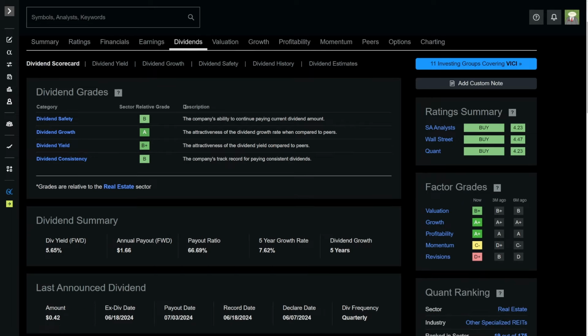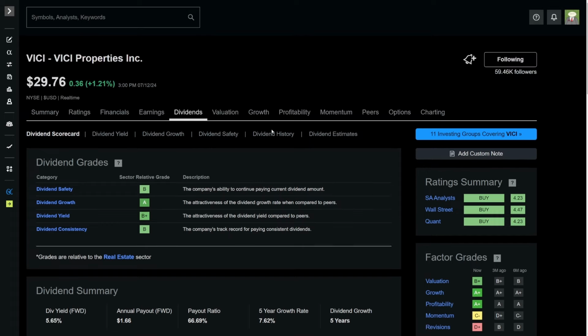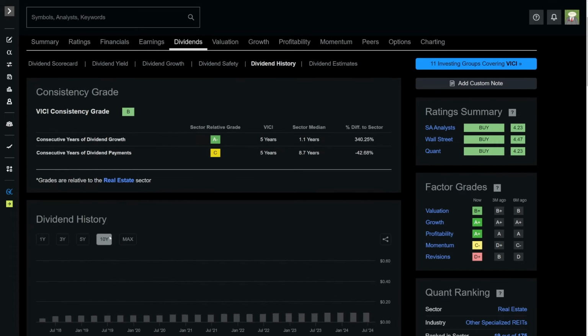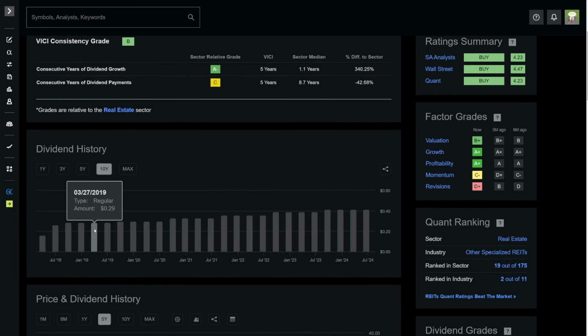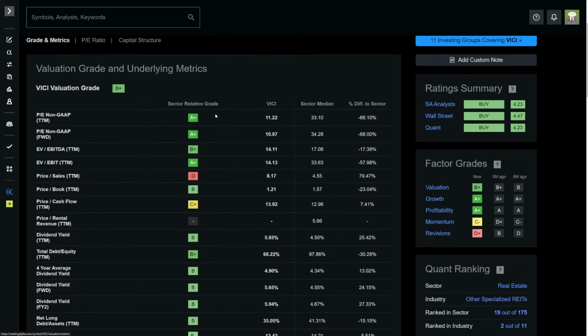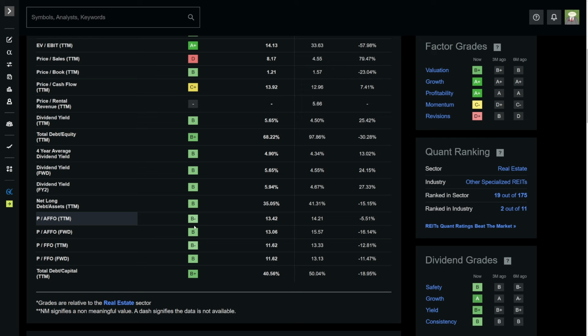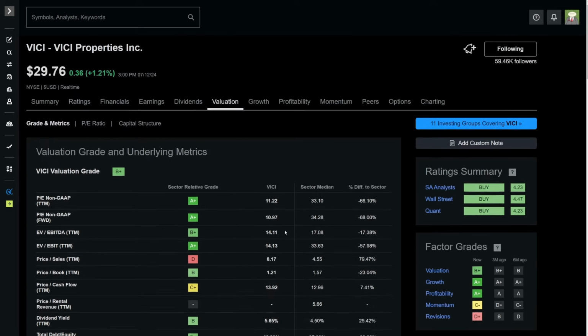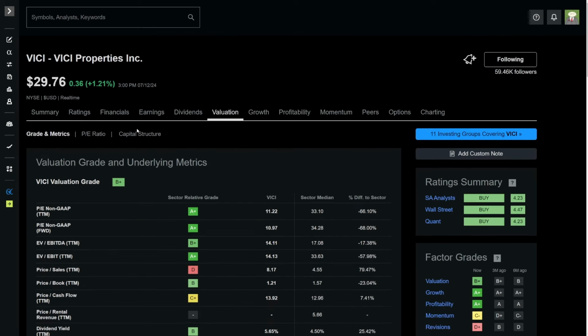This is backed by faster dividend growth, and I think it has a higher yield than Realty Income, a 5.65% dividend yield. It has a five-year growth rate of 7.6%, so a solid dividend growth rate, with a dividend growth history of 5 years. We can see the dividend history of this business since the IPO, and the company has been growing that dividend at a solid rate year over year. We can also look at the valuation: price to AFFO at 13.4 and 13.06, which is about 5.5% and 16% cheaper than the sector median.